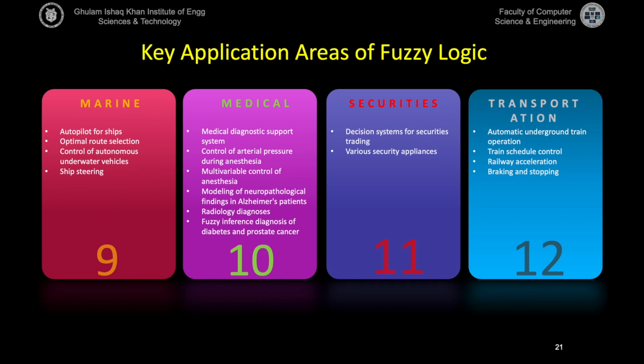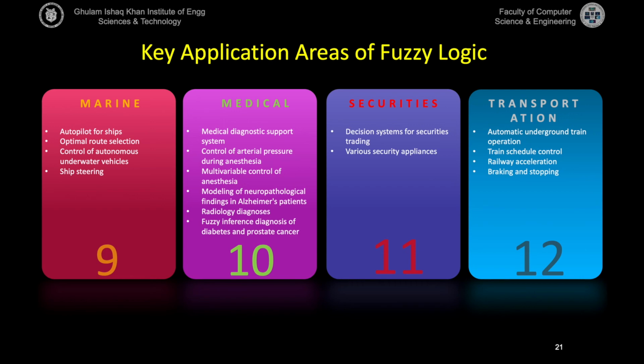Similarly, they have been used in medical sciences as well, for medical diagnostic support systems, for control of arterial pressure during anesthesia, for multivariables control of anesthesia, for modeling of neuropathological findings in Alzheimer's patients. Maybe in this case, Dr. Shahab Ansari can give you more information of how it's used in Alzheimer's patients. It's used for radiology diagnosis. It's used for fuzzy inference diagnosis of diabetes and prostate cancer as well. So here you can see how fuzzy logic has been used in various diseases, as well as for controlling the amount of medication that one gets in a particular disease or in particular situations.